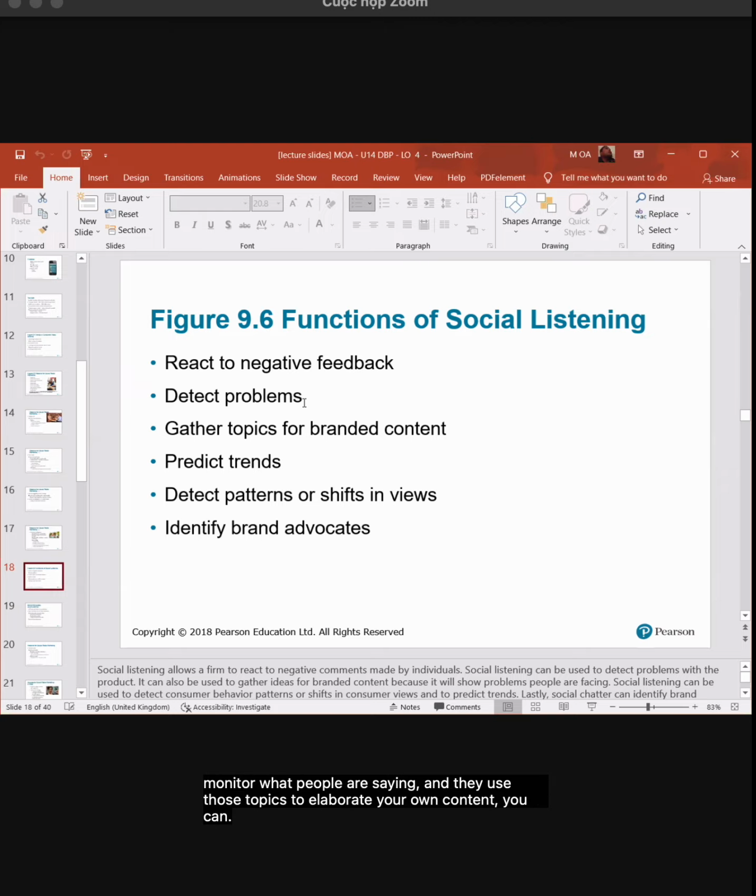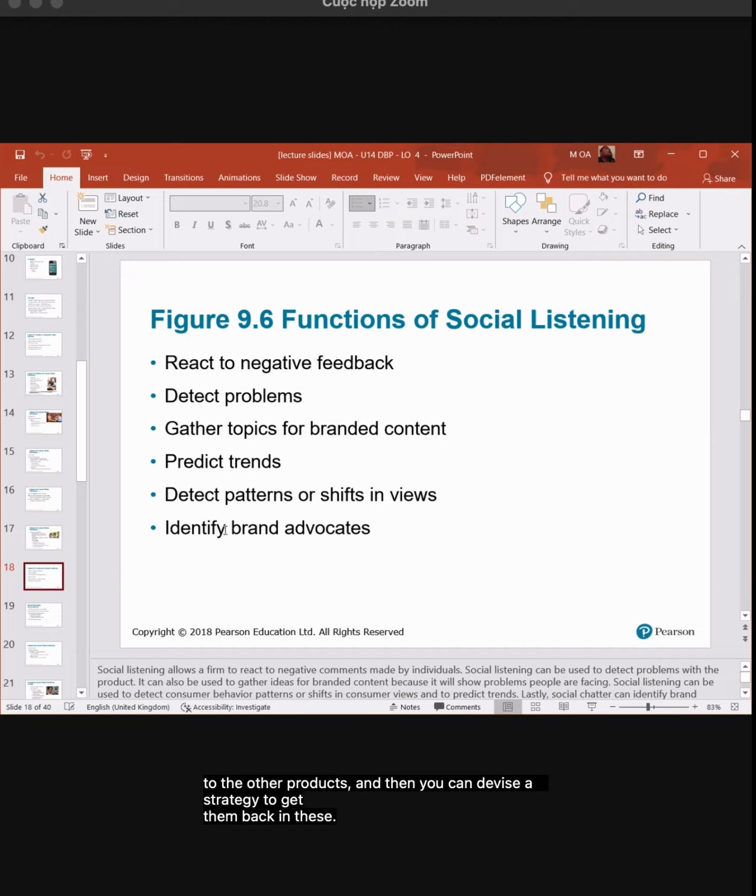You can also predict trends and detect problems, the things of the users, so that you know that other products on the market are starting to be more preferred than yours, and then you can find out why people are switching from your product to the other products, and then you can devise a strategy to gain them back.